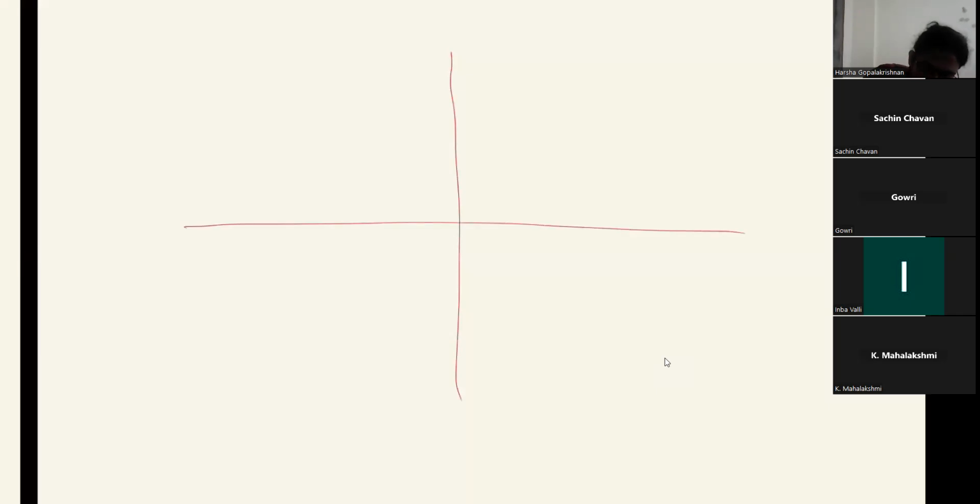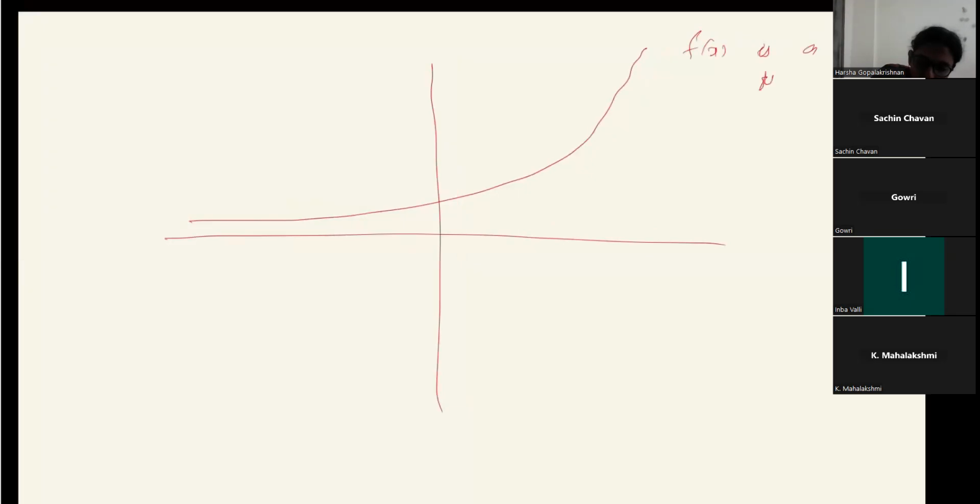Suppose I am taking some function like this. First of all, I am taking just a graph. Don't think about the function. I don't know what the function is. Whether this is a function or not, how will we check? Vertical line test, right? So using that, is this a function? Yes, it is a function, because if I draw any vertical line, it intersects at only one point. So f of x is a function.